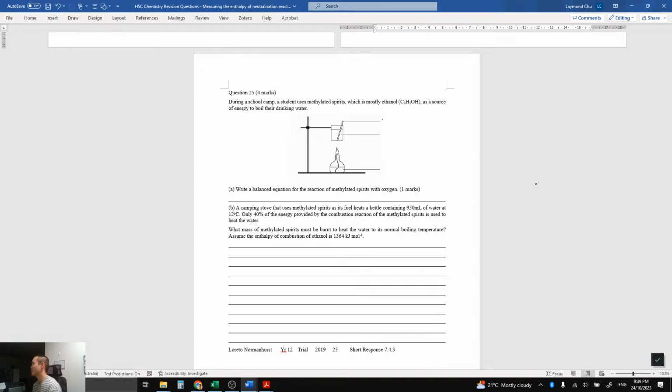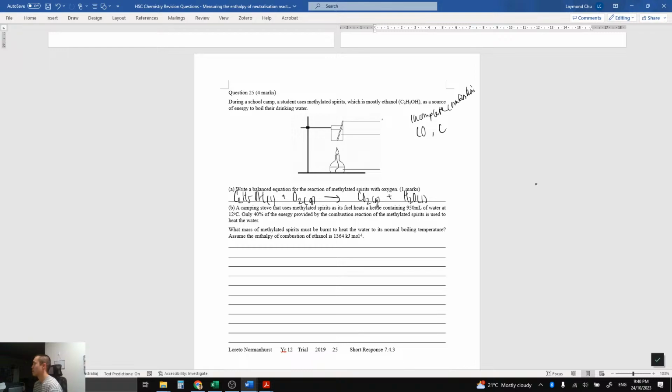Student uses methylated spirits, which is mostly ethanol, as a source of energy to boil the drinking water. Now, you don't drink water in a beaker, but just imagine that's a metal cup being held on by a tripod. So write a balanced equation for the reaction of methylated spirits with oxygen. Great, so we have our ethanol, which let's say is liquid, plus O2, gas. Combustion reaction gives you two main products, CO2, gas, and H2O, liquid. Now you get CO and C in incomplete combustion.